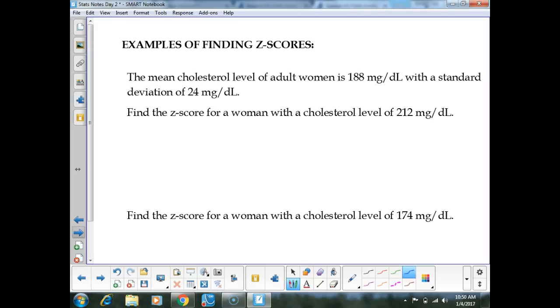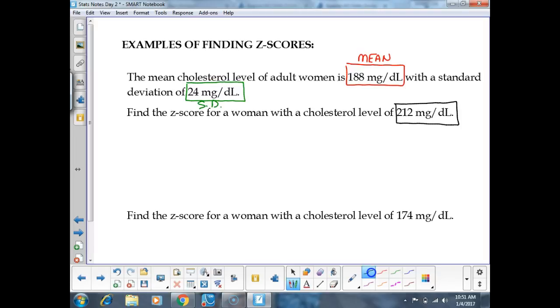So the mean cholesterol level of adult women is 188, with a standard deviation of 24. The question is, find the z-score for a woman with a cholesterol level of 212. So that would be my data point.